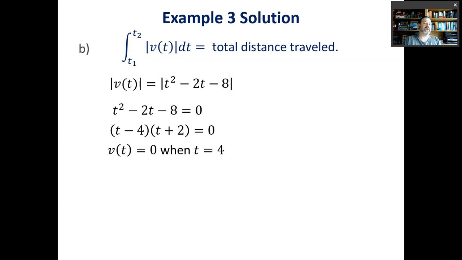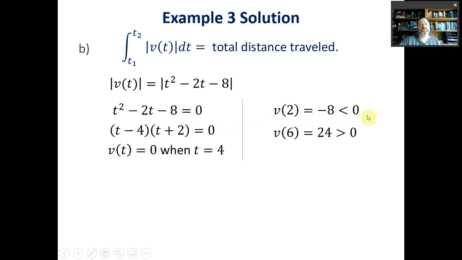I don't know when it's positive and when it's negative. I've got to plug some numbers in, right? So I just do some side work. Plug 2 in here, right? You get negative 2 times 4, you get negative 8. That's negative. Plug in 6. You get 2 times 8. You get 24, which is positive. Big deal, right? This just tells us negative and positive, which is all we need.